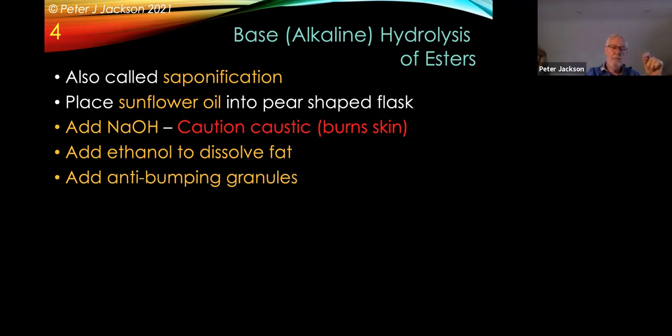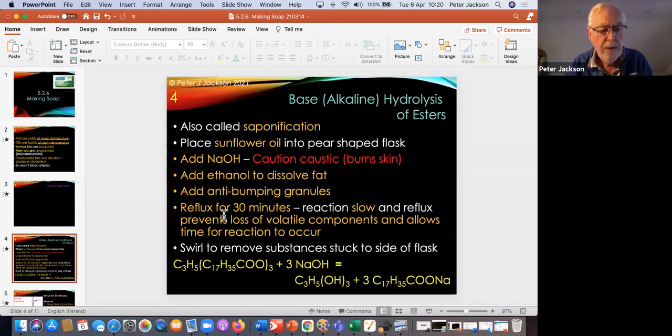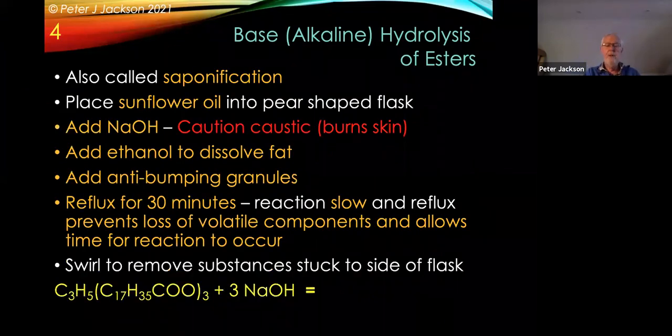You add anti-bumping granules to prevent damage to the apparatus. You reflux it for about 30 minutes because the reaction's slow. And reflux, 1, prevents the loss of volatile components, and 2, allows time for the reaction to occur. And then you swirl during the heating process to remove any substances stuck to the side and wash them back into the reaction mixture.